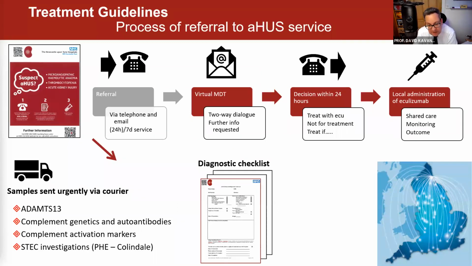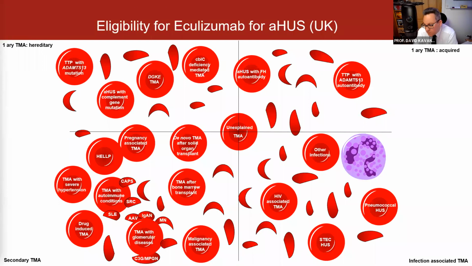In the UK, we have a kind of centralized system. We are up here in Newcastle, and we get all the referrals. We'll send out a courier, we'll be sent all the details, we'll do all the testing, and within 24 hours, we'll have a decision to treat and lots of the diagnostics back. Now, in the United Kingdom, we are only allowed to treat people that met the initial criteria of the eculizumab trials in aHUS, with the exception of pregnancy.